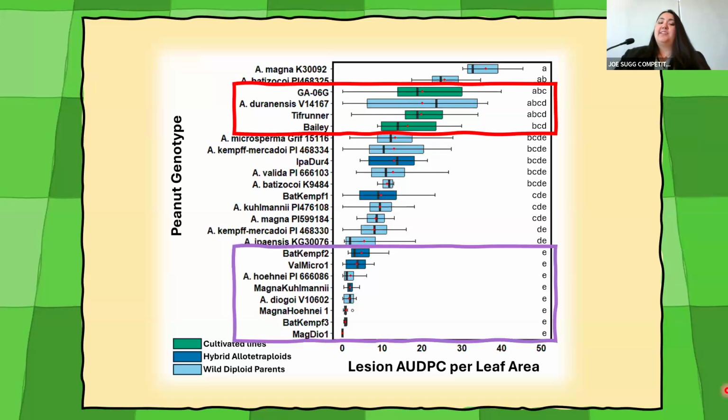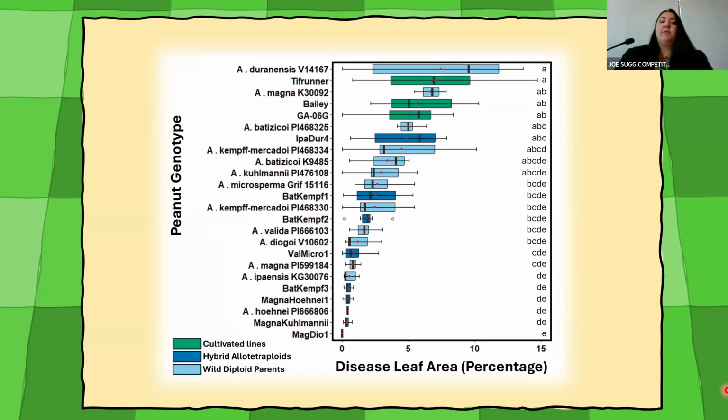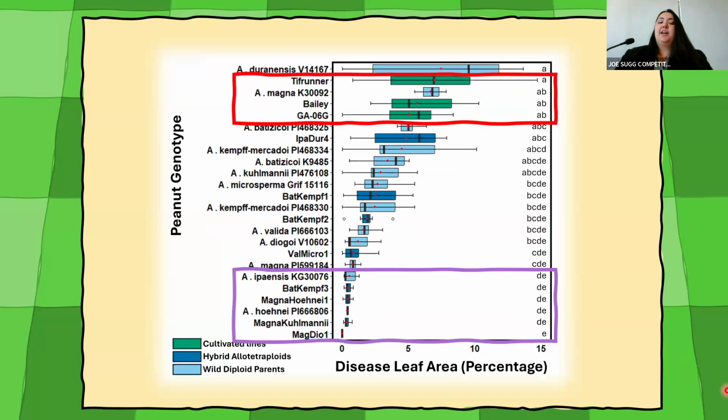In contrast, we can see there is a group down here of statistically significant genotypes that have very promising resistance. Some of them mainly include Arachis henni, Magna cum laude, Magna henni 1, and Magdia 1. These genotypes had very little to no disease, which is very promising for future work. If we were to look at disease leaf area or the percentage, we would see a very similar trend as well. At the top, we see Tiff Runner, Bailey, and Georgia 06G. And at the bottom, we see some of the familiar genotypes, again being Magna henni, Arachis henni, Magna cum laude, and Magdia 1.